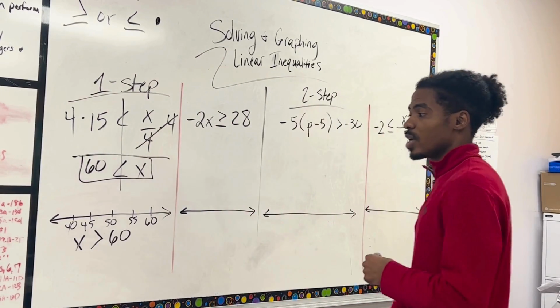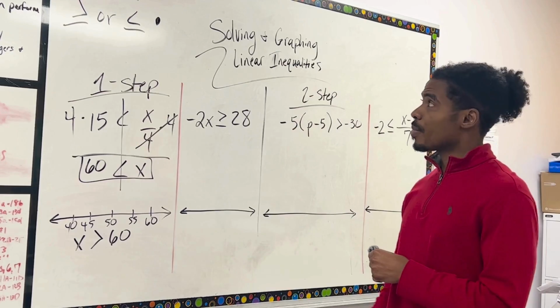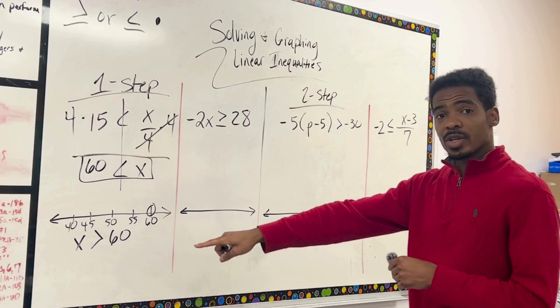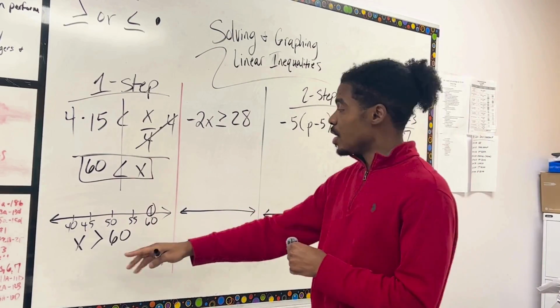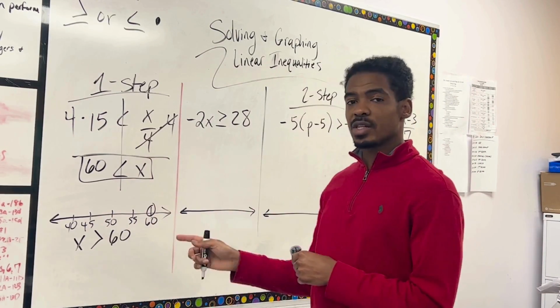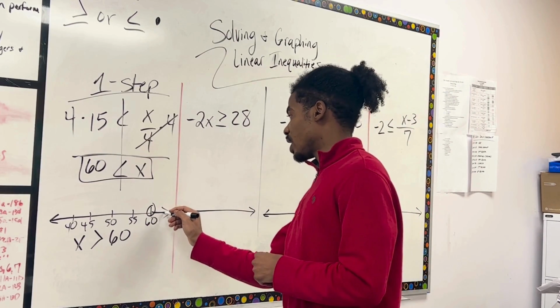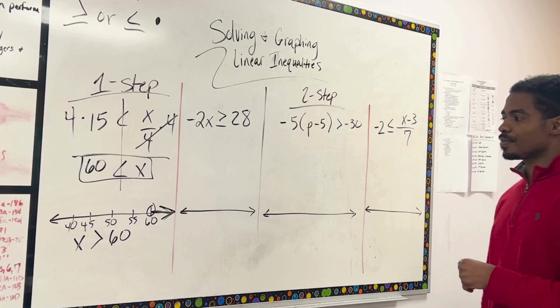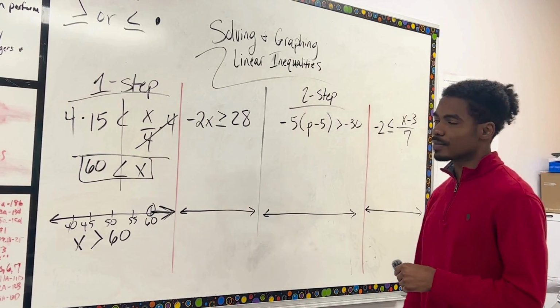Okay, so for this one, x is greater than 60. Okay, I will use an open circle. And then since my variable is first, when I'm graphing my inequality, whichever way the inequality is pointing is where you shade. So we will shade everything to the right. So it'll look like that. Okay, how you feel about that?